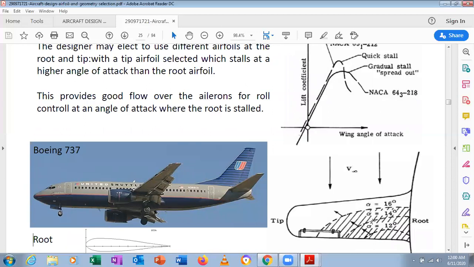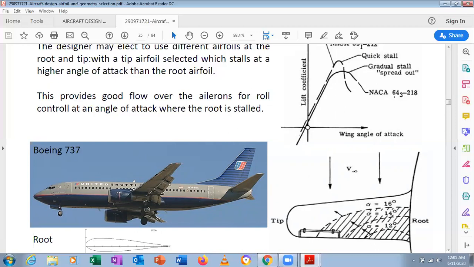So what happens if stall occurs on the ailerons? There will be an adverse effect. It loses its control. Therefore, to avoid stall occurring on the ailerons, we will induce the twist. By inducing the twist angle, we avoid the stall occurring on the ailerons. Clear? So this provides good flow over the ailerons, giving roll control at an angle of attack where the root is stalled.